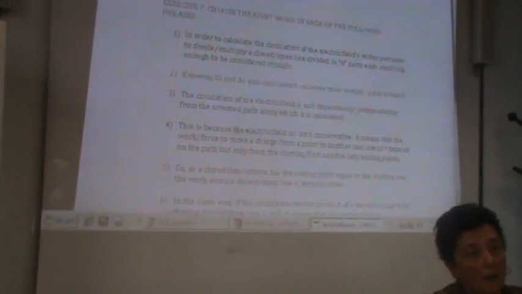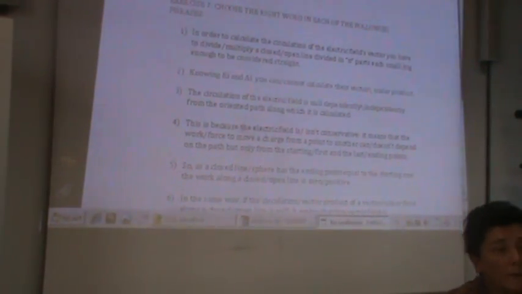Okay, the last micro content learning object is the connection between two concepts of physics: the circulation of a vector field, and the fact that when the circulation of a vector field is zero, this means that the vector field is conservative. I'm sorry, this is physics.